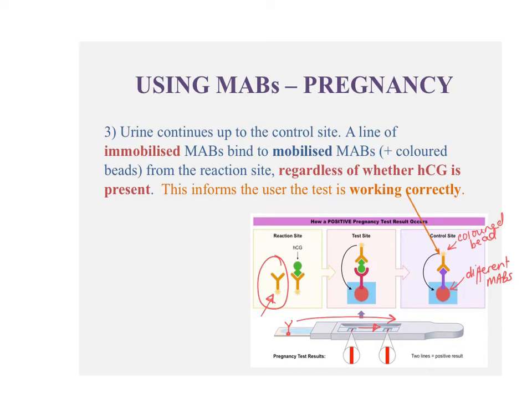If we don't get that coloured line, that second line visible, it means that we're not sure whether the test is fully functional and the results shouldn't necessarily be trusted. There could be a rip in the paper, there could be something else, maybe it's been tampered with, that gives you the result that you've got.